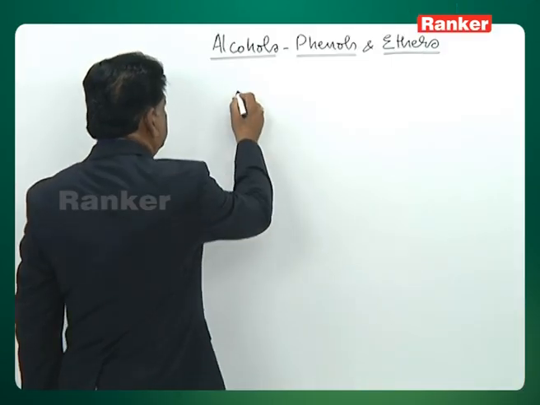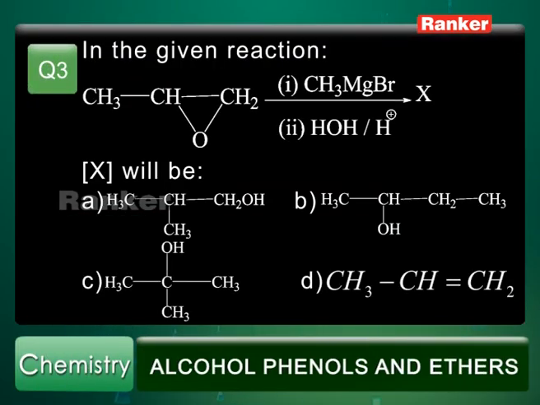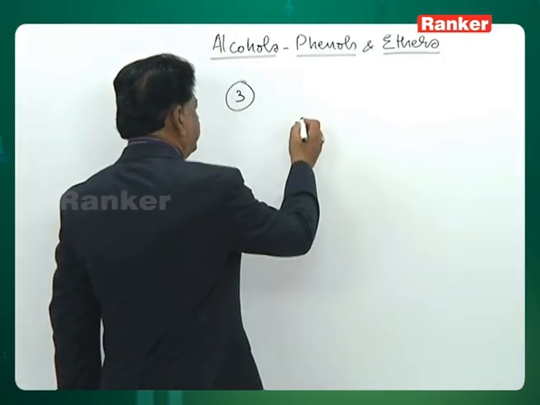Okay, next question, go to the third question. In this question, an epoxide, that is a propene epoxide, is treated with RMgX in the presence of acidic medium with water, that is hydrolysis in acid, meaning acidic hydrolysis, and X is formed. We have a wonderful concept here actually.